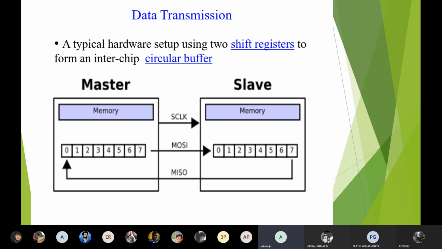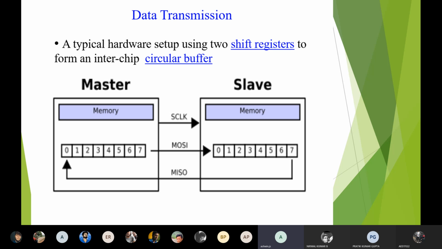So what I will do, I will transfer the last one first. What is the number of the last bit in the master register? 7. Okay, so 7 will be moved to the first location of your slave during the clock pulse of the first one.